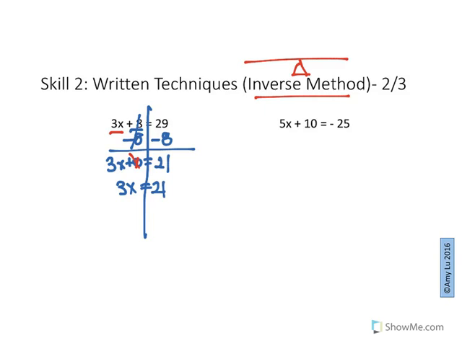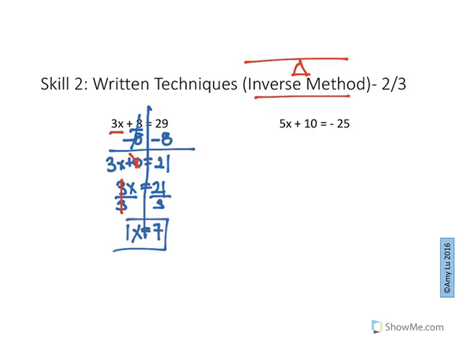Now, since we know that 3x means multiplication, what we have to do is divide. So we're going to divide by 3 because that's how we get the x alone. We're trying to isolate the x so we can find the value of x. And you always deal with the opposite. So 3x divided by 3 is x, and 21 divided by 3 is 7. So x is equal to 7.